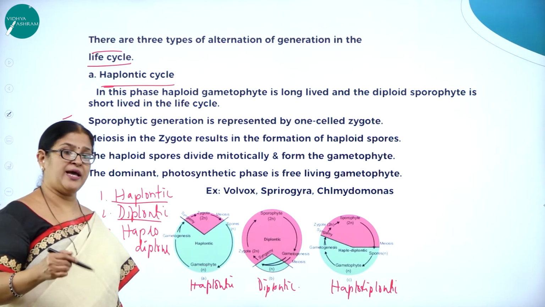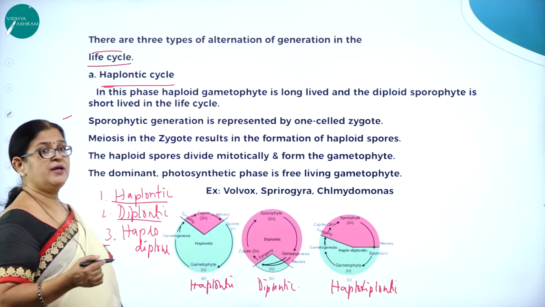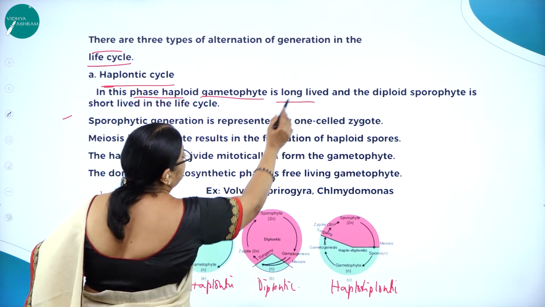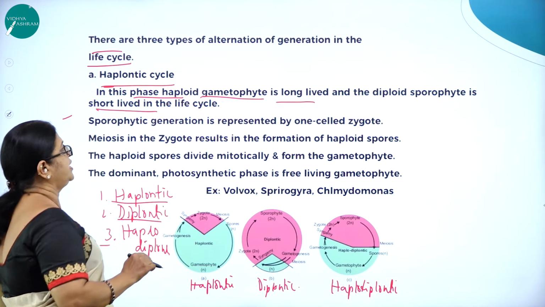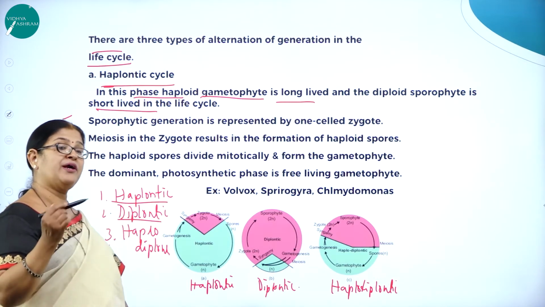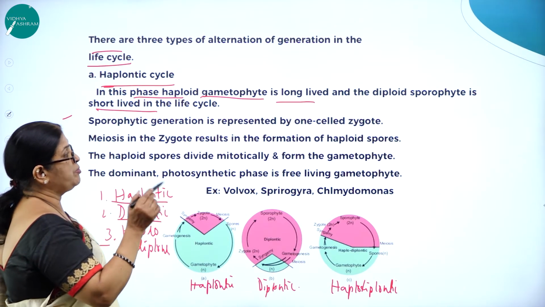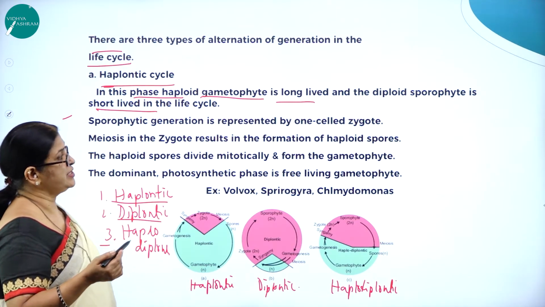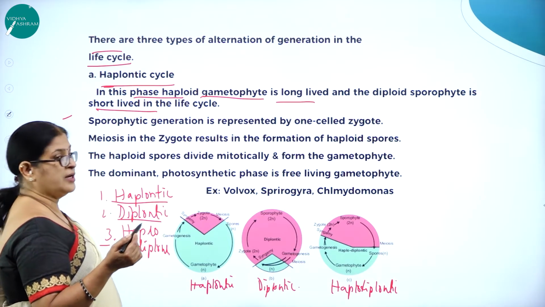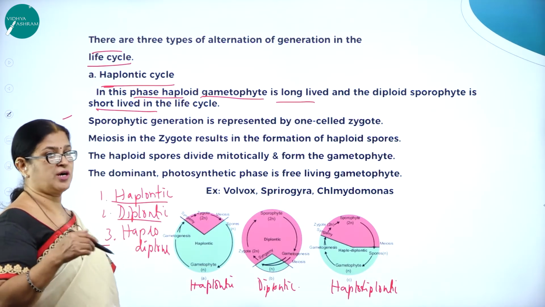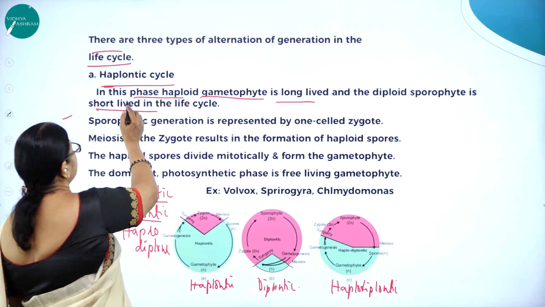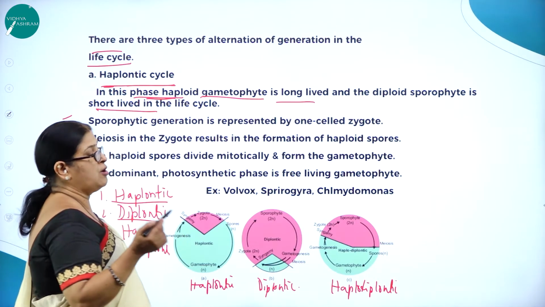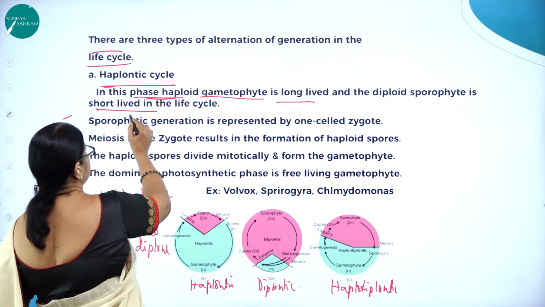As I said, in the haplontic life cycle, the haploid gametophyte is long-lived and the diploid sporophyte is short-lived. In diplontic, the diploid sporophyte is more long-lived and the haploid gametophyte is short-lived. In haplodiplontic, both are mixed. So in the haplontic life cycle, the haploid gametophyte is long-lived and the diploid sporophyte is short-lived in the life cycle.